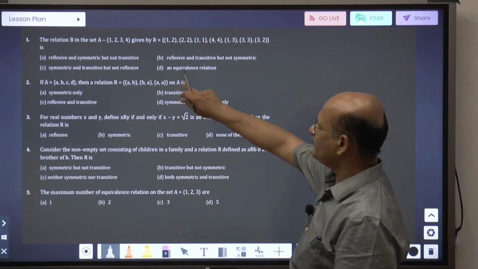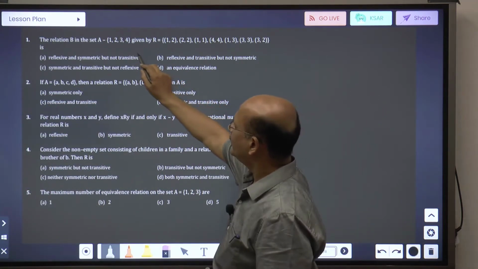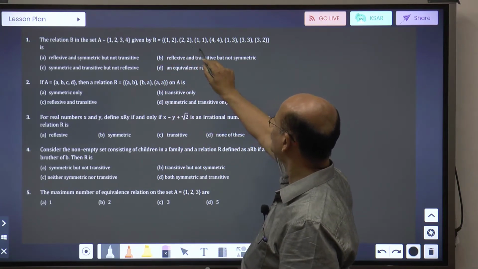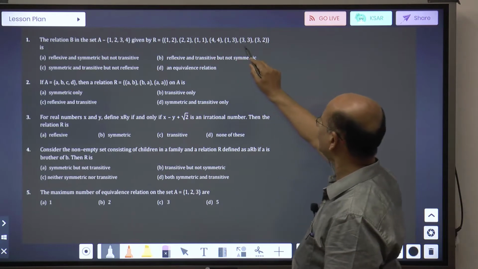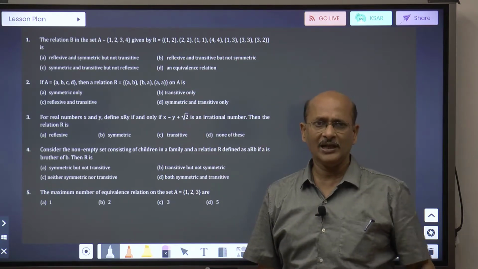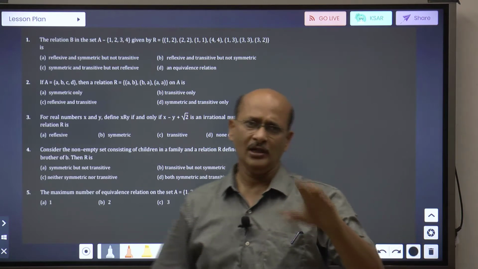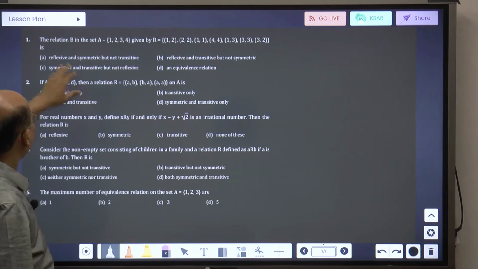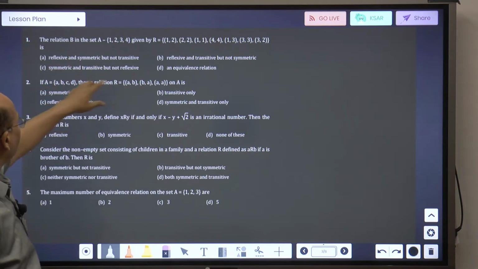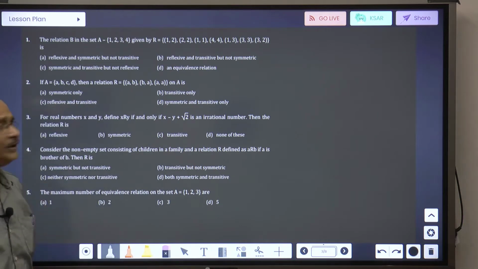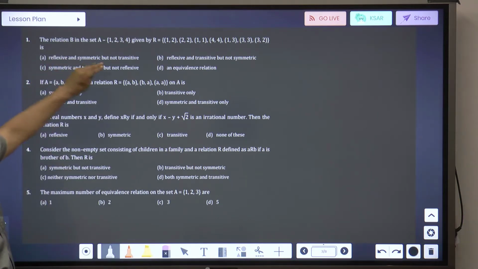The relation R in set A is given by R = {(1, 2), (2, 2), (2, 1), (1, 1), (4, 4), (1, 3), (3, 3)}. What is it? Now see the options. Remember one thing, the concept is always sticking together, and let us work out one by one. Now see the question first. If you see the options, all the options are given in terms of reflexive, symmetric, transitive.